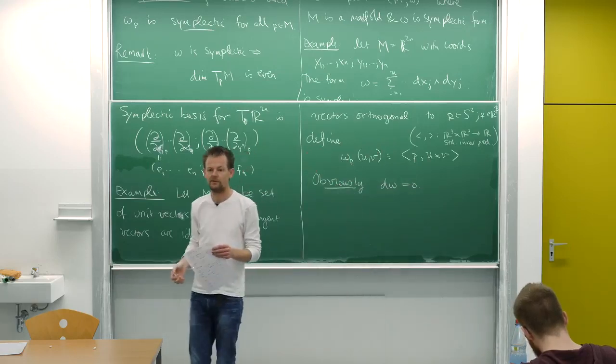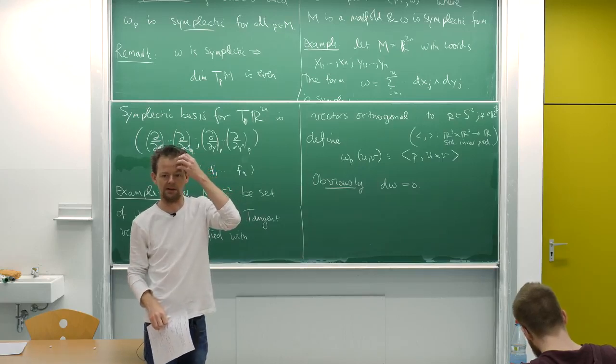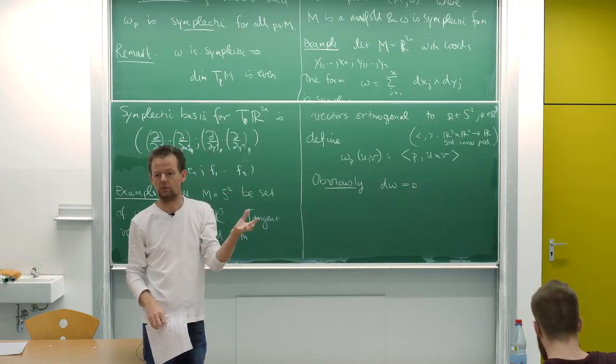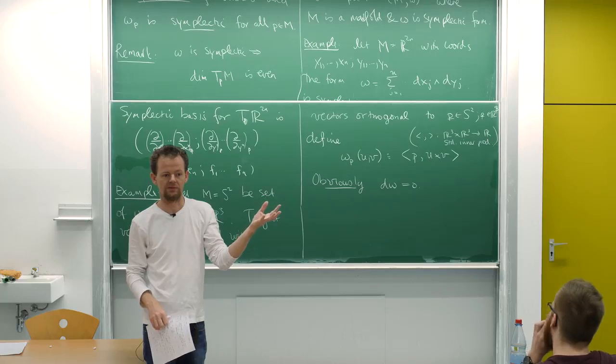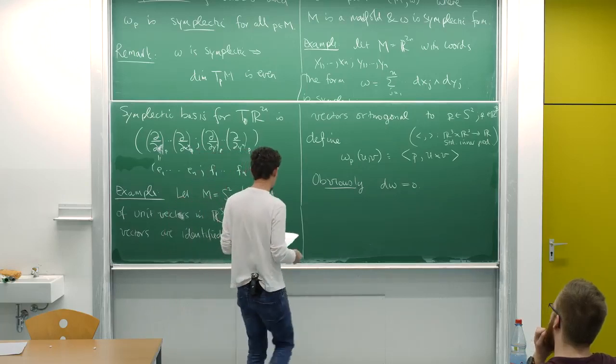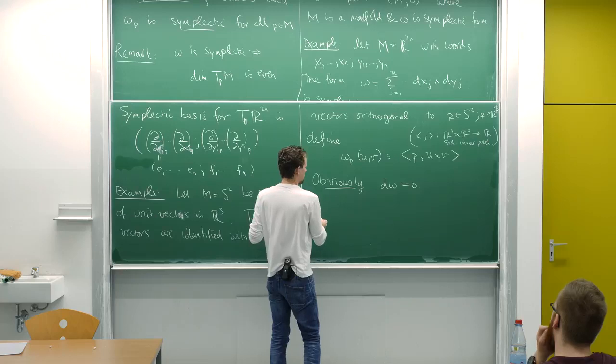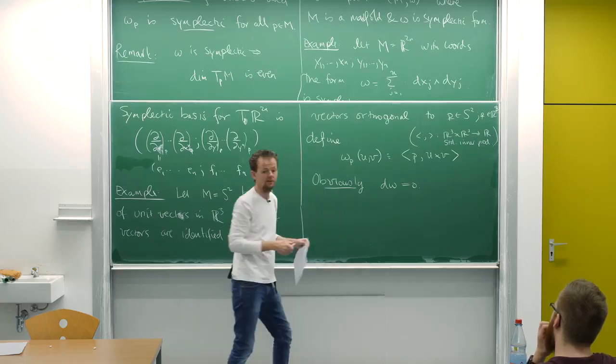The reason this is obvious is if it wasn't closed, that would mean that d omega is not 0. But there are no differential forms of degree 3 on a two-dimensional manifold. The vector space is already zero-dimensional. So it's almost on its way to being a symplectic form.